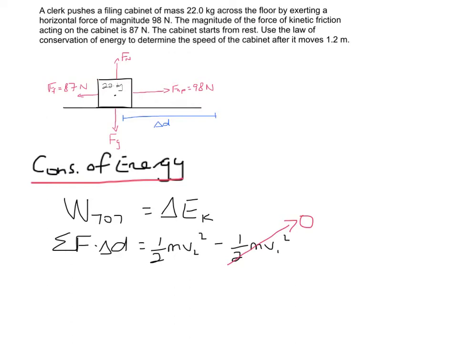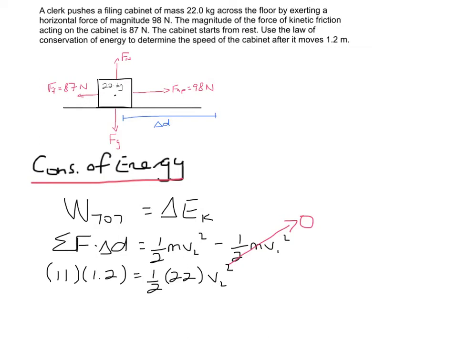So let's take a look at the left side of the equation. We have our net force, which is the sum of all the forces acting in the horizontal plane. So we have a 98 newton force acting this way, 87 newton force acting that way. You do the math. I believe it turns out to be 11 newtons for your net force. We know for a fact that it moves 1.2 meters in the forward direction, and all of this has to be equal to 1/2 times its mass, 22 kilograms, times its final speed squared.